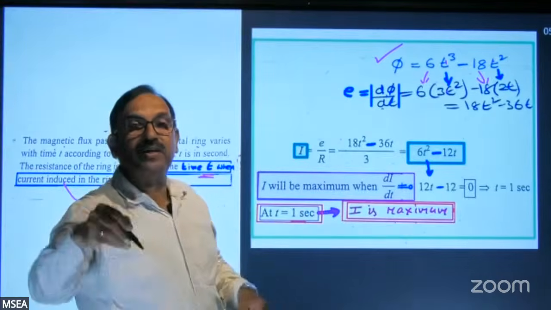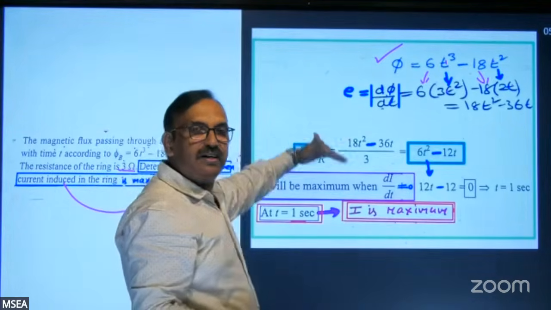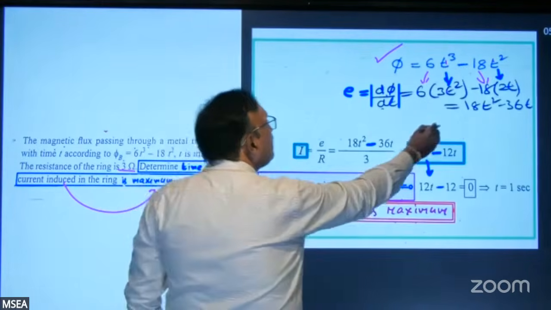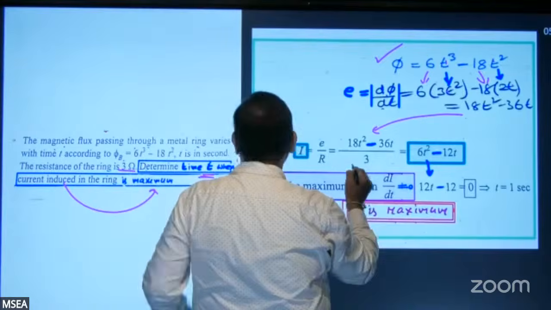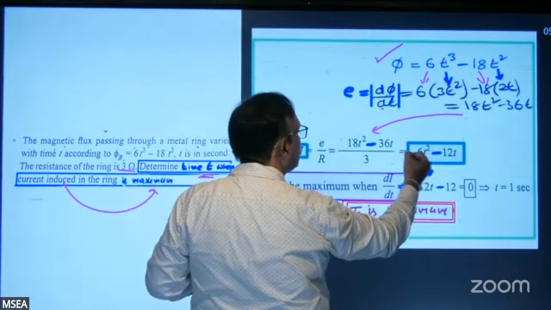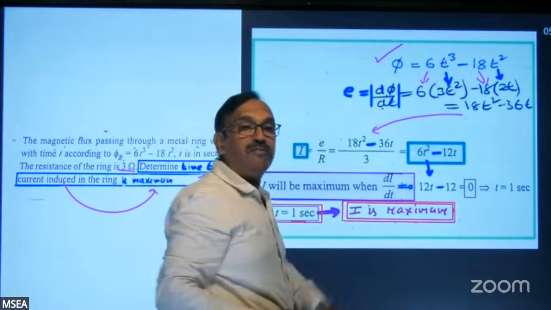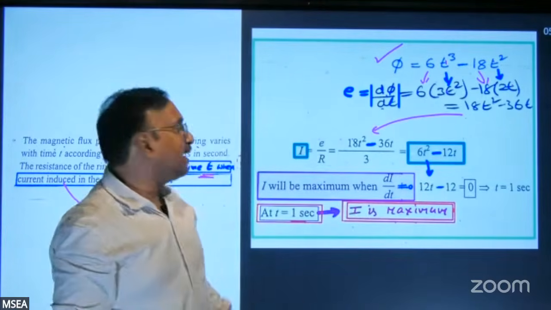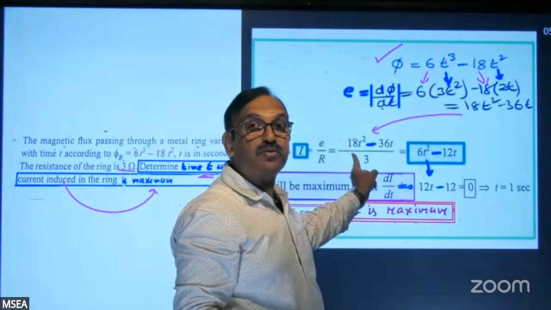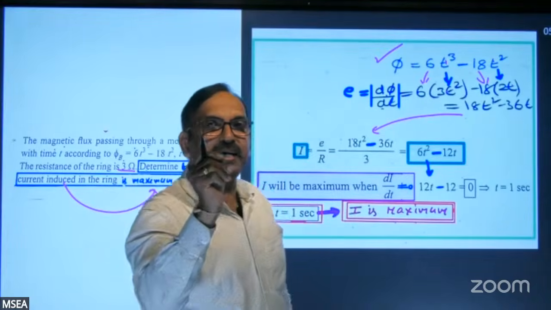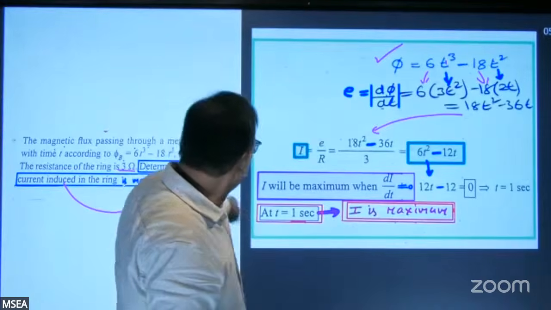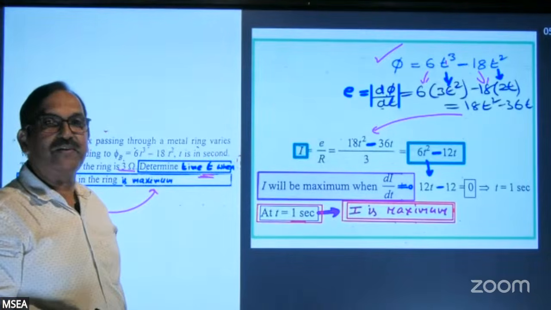Then I want to know what is the current developed there. Current developed is total EMF by total resistance, a small point from current electricity. So EMF induced is this much. Resistance is given as 3 ohms there. If you simplify, 18 by 3, 6t square minus 12t. This is the current developed. By now, you can make a note that this current is a function of time. As time changes, current is going to change. At one particular time, this current is going to be maximum. I want to know at what time the current is maximum. That's the question.